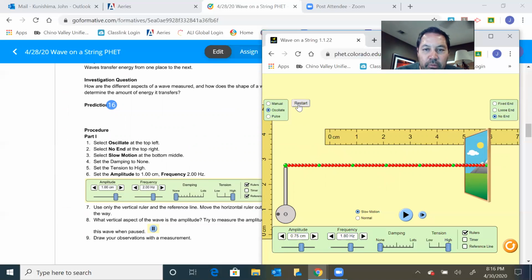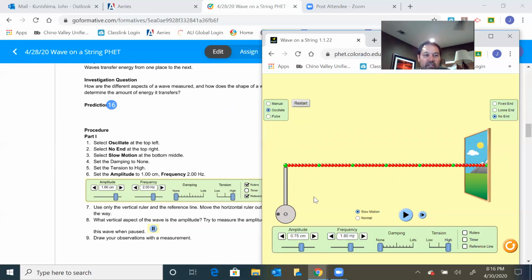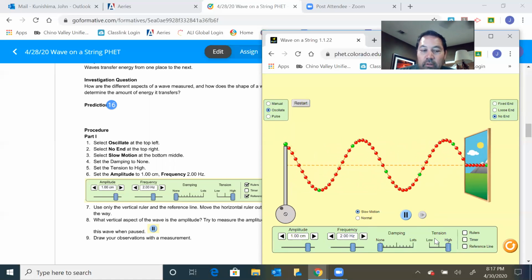Now I'm going to hit restart right here and take my ruler off just for a second. It says select oscillate at the top left: oscillate, no end, slow motion, damping to none, tension to high, amplitude to 1.0, frequency to 2.0, and hit play. I'm going to let it go through a couple of cycles.